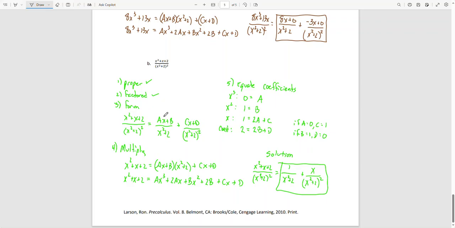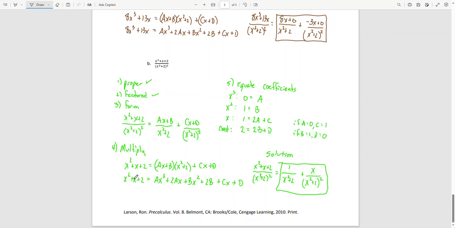Since it's an irreducible quadratic, we use a generic linear form on top. Ax plus b, cx plus d. Multiply both sides by this common denominator. It is eliminated for both of these fractions, right? The far left and the far right. In the middle, when I multiply by this, a single x squared plus 2 cancels out. So I'll have ax plus b times x squared plus 2. And when we distribute that, it's much like last time. Ax cubed plus 2ax plus bx squared plus 2b plus the cx plus d.